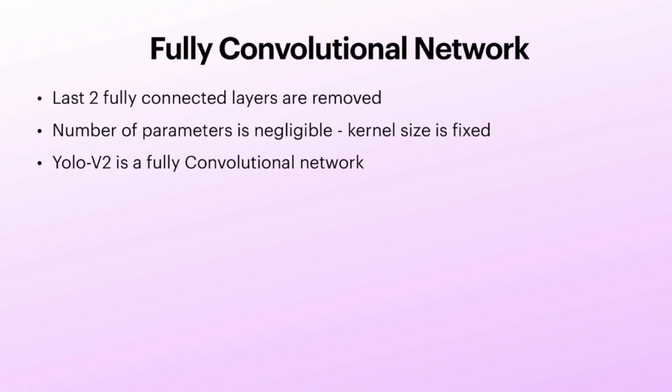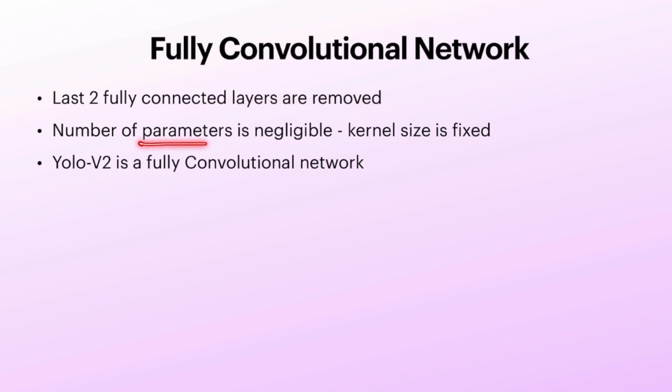So the reasonable option is to go fully convolutional. Even with YOLO, we should go for fully convolutional layers. That's what they have done with YOLO-V2. Whatever the last 2 fully connected layers are in V1, those are removed and replaced with a couple of convolution layers.